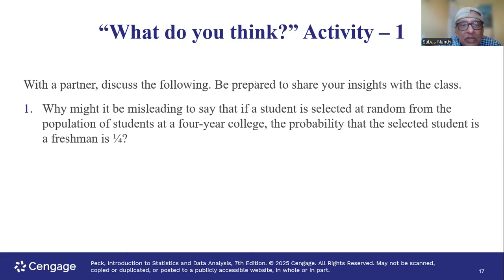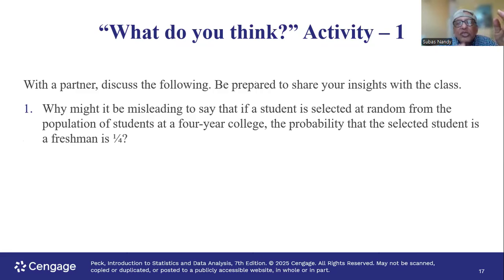We, the partner, discuss the following. Be prepared to share your insights with the class. Why might it be misleading to say that if a student is selected at random from the population of students at a 4-year college, the probability that the selected student is a freshman is 1 out of 4?